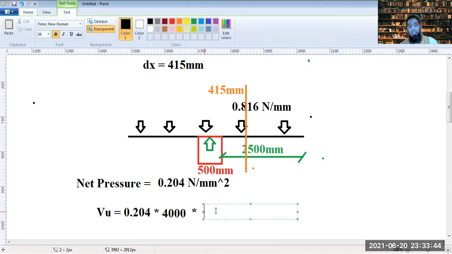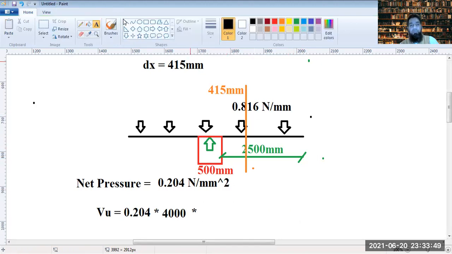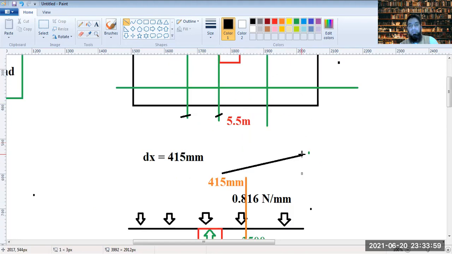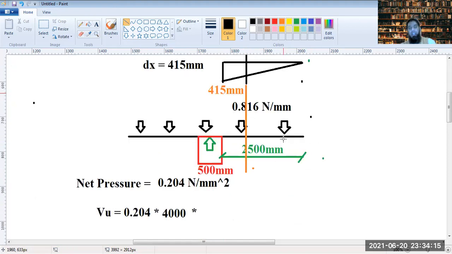So at that point, the shear force at this point is 0, and it's maximum at this point. It's increasing like this. It's at maximum at the face of the column, and we are taking it as critical at this point. How do you determine the shear force along the length of the column?